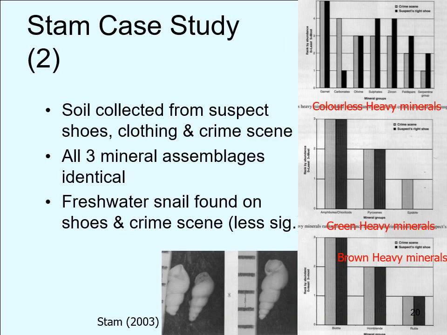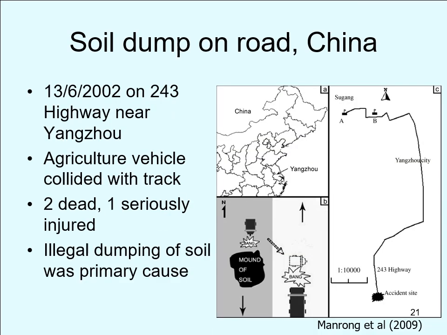They took the shoes and the clothes off him, and then also went to the crime scene itself, took samples, and then had a look at some of the minerals that were in the soil collected from his shoes primarily, and they're a pretty good match. You can see here on the right hand side these graphs of mineral types. So details aren't important, but you see they're relatively similar. And they even found a freshwater snail, which is quite unusual, at both locations, both in the shoes and in the crime scene. They used this evidence to convict him of the assault.